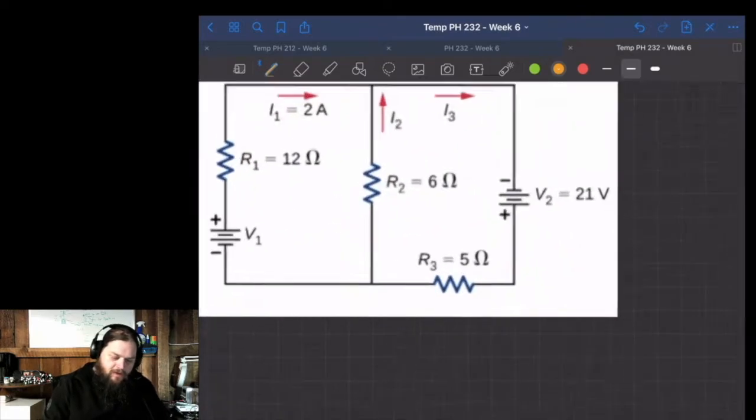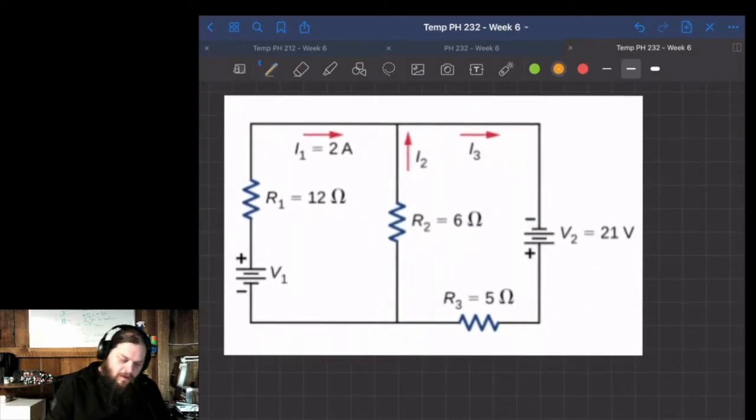So this is our first circuit here. Notice this circuit has a voltage supply here and a voltage supply here. There are 3 resistors in the circuit, and it tells us the current of one of those, but not the current of the other 2. So we need to identify what we have and what we don't have. We don't know this voltage. We don't know these currents.